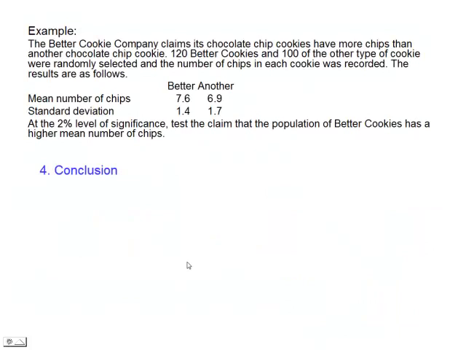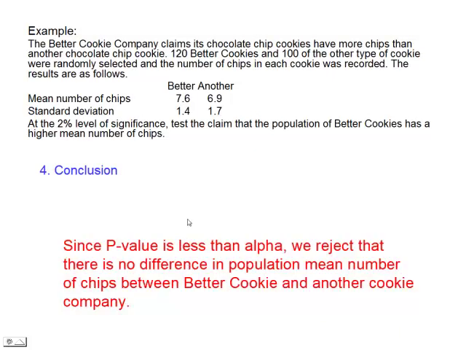Our conclusion: since p-value is less than alpha, our alpha is 0.02, we reject that there is no difference in population mean number of chips between Better Cookie and another cookie company.